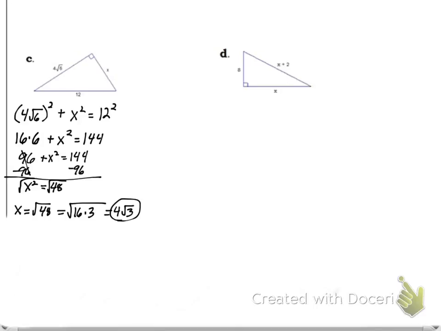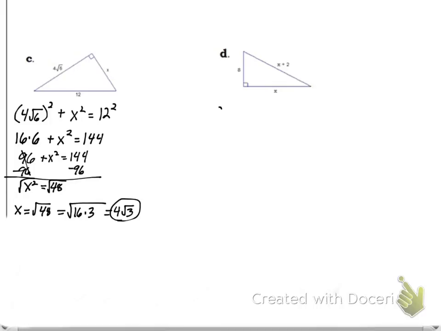All right, D is kind of one of those that if you're on a test, you get stuck and then you quit. Just do what you know how to do, all right, and see what shakes out of the tree from there. So I see I have an 8, I have an x, I have an x plus 2, and so at first I'm like, I need 2 numbers to solve it. Well, let's not quit. Let's just see what happens if I do the exact same thing.